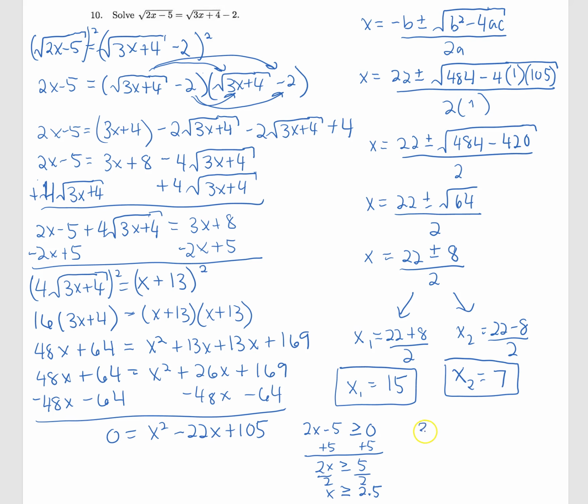With the second one, we have 3x plus 4 under the square root sign. That also has to be greater than or equal to 0. We solve for x again. We get that x has to be greater than or equal to negative 4/3. So again, both these numbers are greater than negative 4/3, so they work, and they are our answers to question 10.